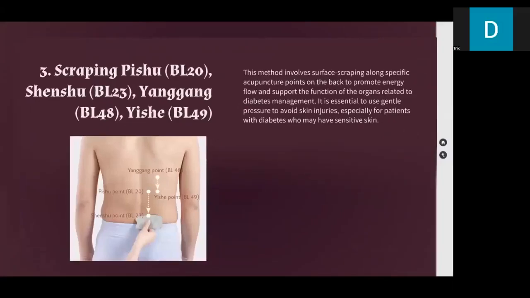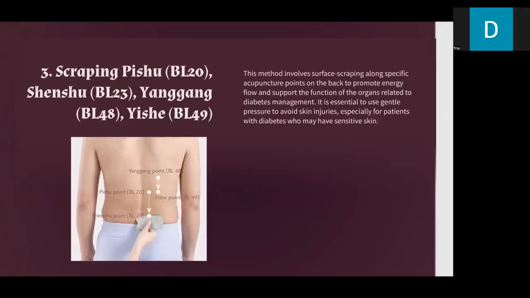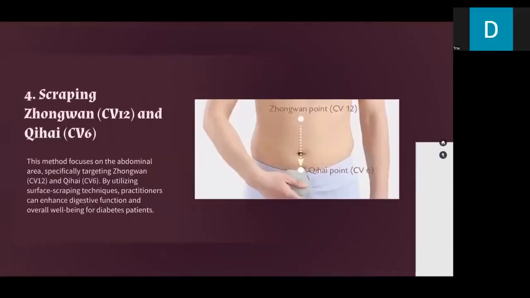Next, scraping Ishu, Shenshu, Yangkang, and Ishe. This method involves surface scraping along specific acupuncture points on the back to promote energy flow and support the function of the organs related to diabetes management. It is essential to use gentle pressure to avoid skin injuries, especially for patients with diabetes who may have sensitive skin.